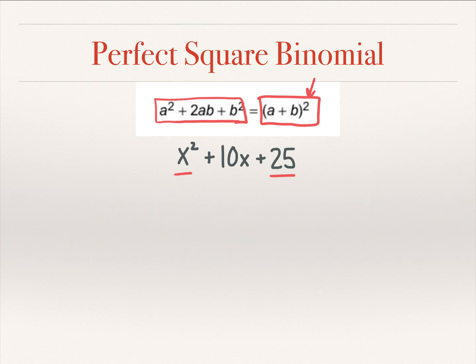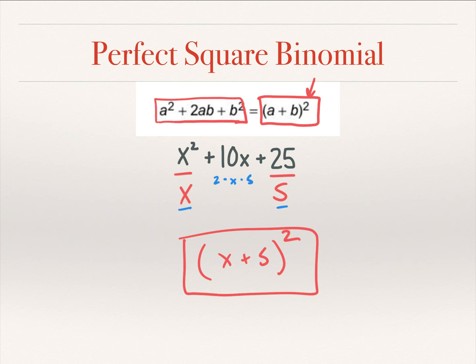So what times what gives us x squared? X times x. And what times what gives us 25? 5 times 5. And then the middle has to be in the form of 2 times the first one and the second one, x times 5. So that's 10x. So it's perfect. Because it meets all of these rules, we can use our shortcut and put x plus 5 squared. So when you have a perfect square trinomial, your answer is going to be this perfect square binomial.